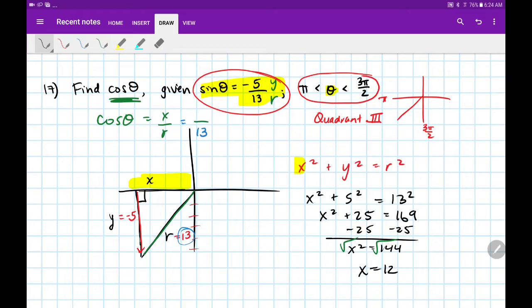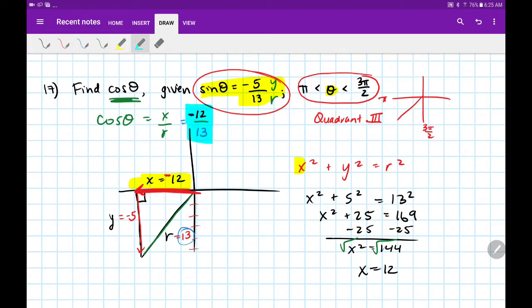Now, you might be thinking, yay, I got it right. But not so fast. The answer is not 12 over 13 because there's something key we're missing here. Yes, this distance is 12, but keep in mind we're going in the negative x direction. So that means x is actually equal to -12. So your answer should be -12 over 13.